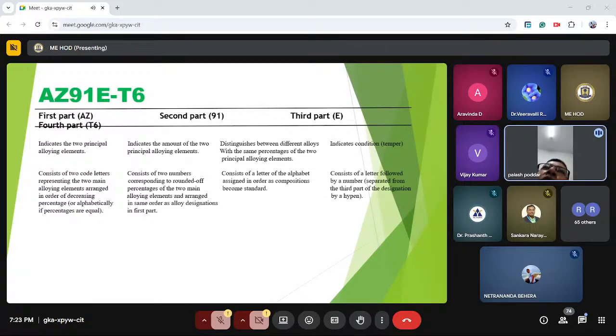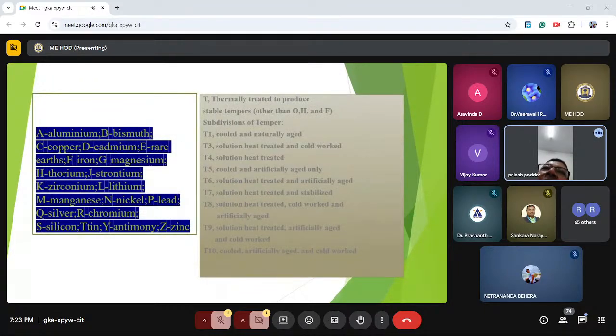Thermally treated to produce stable tempers other than O, H, F. These are the tempers. Subdivisions of temper means T1 to T10. All these tempers can be given to the magnesium alloy system. T1, T3: cooled and naturally aged, solution heat treated and cold worked. T4 is for solution heat treated. T5 is for cooled and artificially aged only. T6 is called solution heat treated and artificially aged.